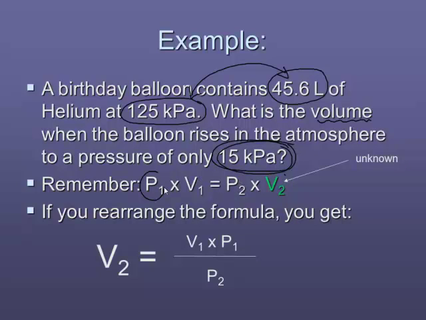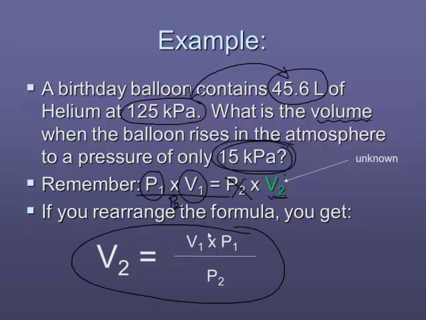So the P1 and the V1 are your initial, coming from up here. The P2 is this new pressure, 15 kilopascals. And here is what you have to solve for. So I'm going to divide by P2 on both sides. And so you'll notice that on this side the P2 canceled, but on here we're going to stick P2 in the denominator. This is how I would solve this problem. So grab your calculator. I want you to plug in these units and solve.